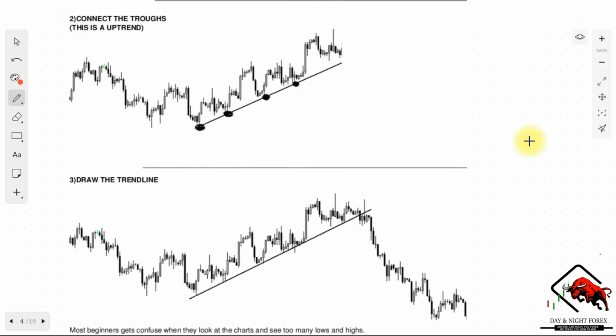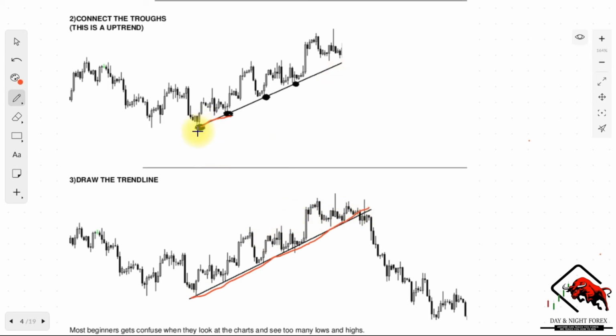Okay, so now that you have your 2 points, you have spotted your 2 peaks or 2 troughs, the second thing is to connect them. You have to connect the two troughs in an uptrend. You have to connect your two peaks in a downtrend. So this is basically what we mean. Once you connect them, then you have your line, right? The last thing is to basically just draw the trend line. As you can see right there, that's your perfectly drawn trend line, connecting all the peaks, right?